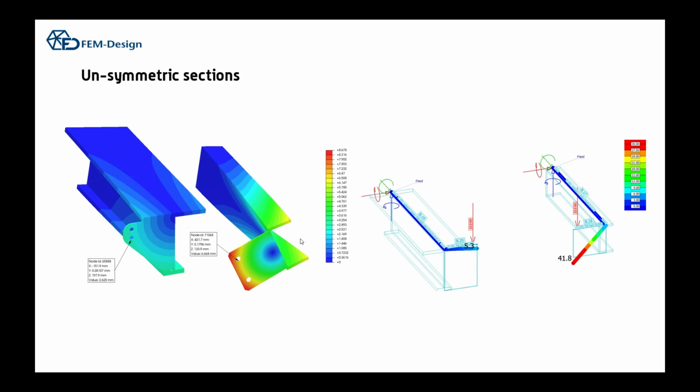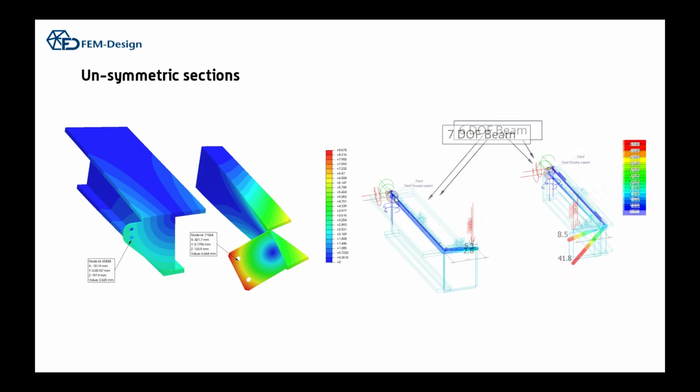And the other thing is, if you have unsymmetrical flanges of beams, this is what happens. First we observe the reality, and then we see how much the deformations are with the 6 degrees of freedom classical beam model. So they are totally off. 8 millimeters is the right solution, and a classical beam model gives you 41 or 42 millimeters. So it's almost 4 or 5 times too high. And if we switch to the 7 degree of freedom beam model, they are almost spot on with the reality.